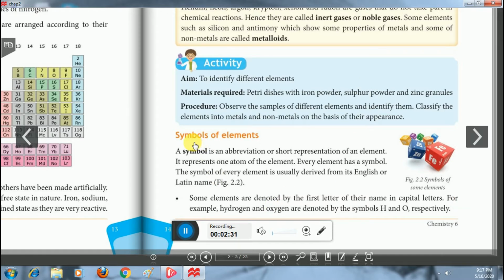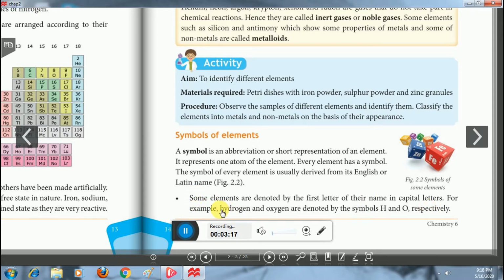Today we'll learn about symbols of the elements. A symbol is an abbreviation or short representation of an element. For example, the short representation of iron powder is Fe. The short representation of sulfur powder is S. The short representation of zinc granules is Zn. The symbol of every element is usually derived from its English or Latin name. Some elements are denoted by the first letter of their name in capital letters.